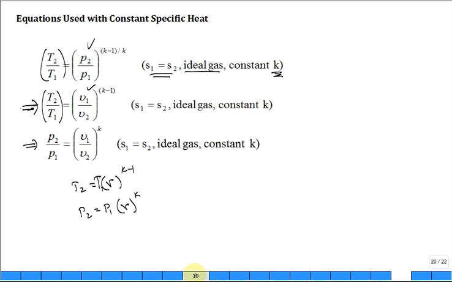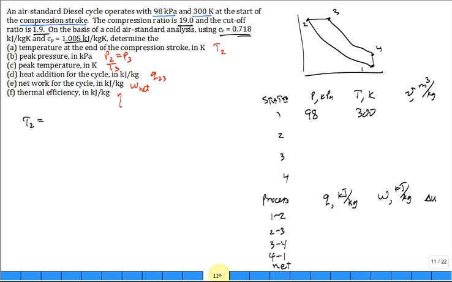This is 20. Where's this at? So we find that T2 comes in, let me just add it to the table, 972.2 Kelvin. And the pressure comes in at 6034.1 kilopascal. So that's the answer for part A and B.